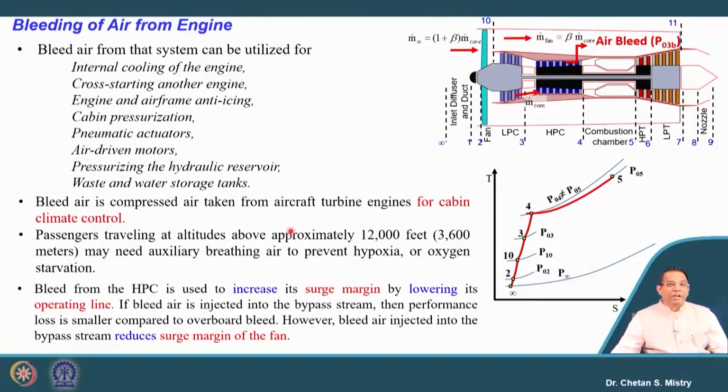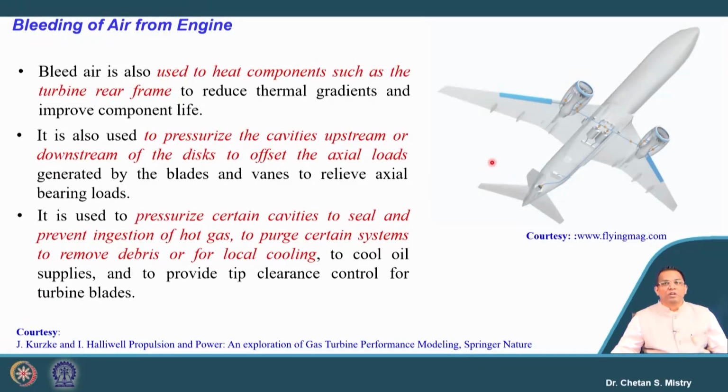One more idea is bleed from the HPC, which increases the surge margin by lowering the operating line. If this bleed is injected in the bypass stream, we have lower losses, but it sometimes has an inverse impact, reducing the surge margin of the fan. Now, if you look at this, it gives a very good idea of all the uses of bleeding the air. At the inlet there are chances of icing, in the same way icing on the leading edge of the wing, and some pressurization for the actuating mechanism is required. These are all the purposes for which we take the bleed air out from the engine.